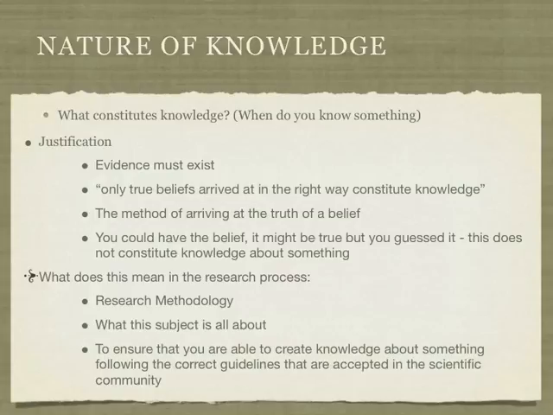There's something missing now. If you were standing next to me, you would have said, but how do you know that? So that's the third part of what constitutes knowledge, the justification part. There must exist evidence. One of the writers said that only true beliefs arrived at in the right way constitute knowledge. See where the method comes in again. So the emphasis here is on the right way. Now, what is the right way?